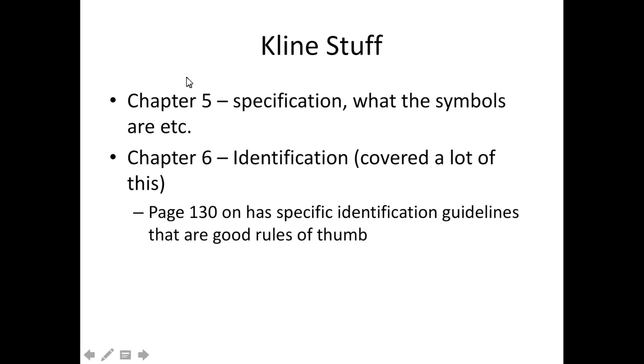In Chapter 5, he talks about specification, more of the symbols. Chapter 6, he talks a lot about identification. And on page 130, this is the 3rd edition of Kline. It's got a purple cover. I don't think I have an example of it. I don't see it on my wall, but it has some specification rules of thumb that are really great to save.